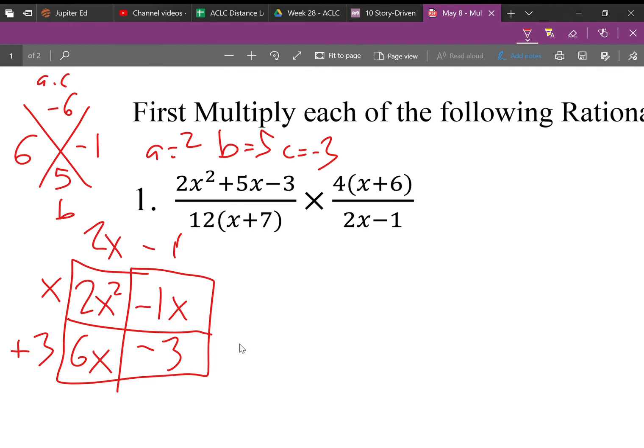And then we just check, is 3 times -1 -3? Yes, it is. So that means my factored form is 2x minus 1 times x plus 3.